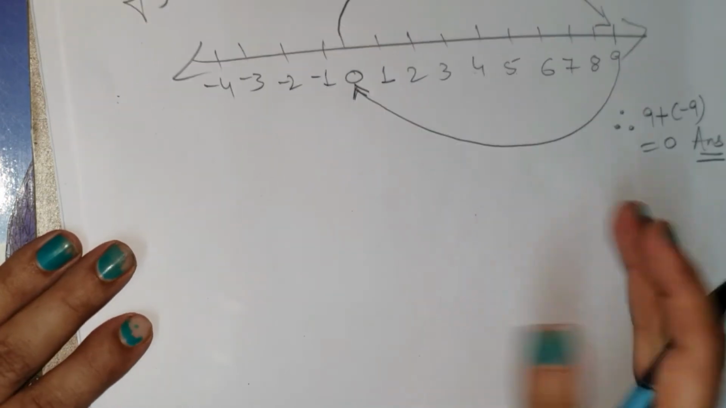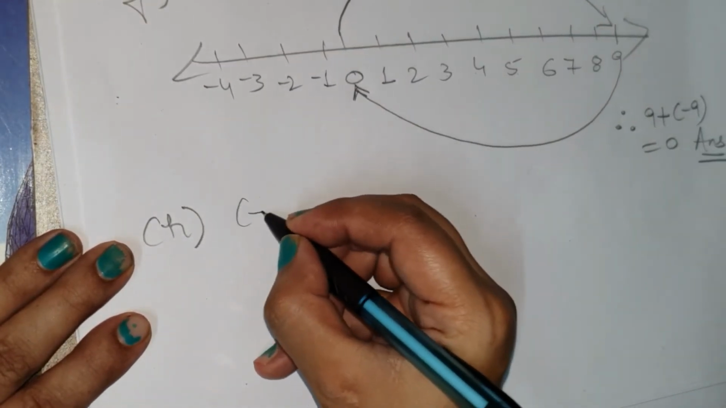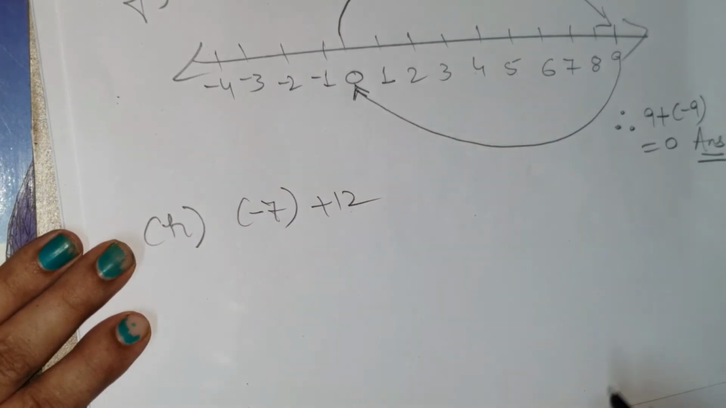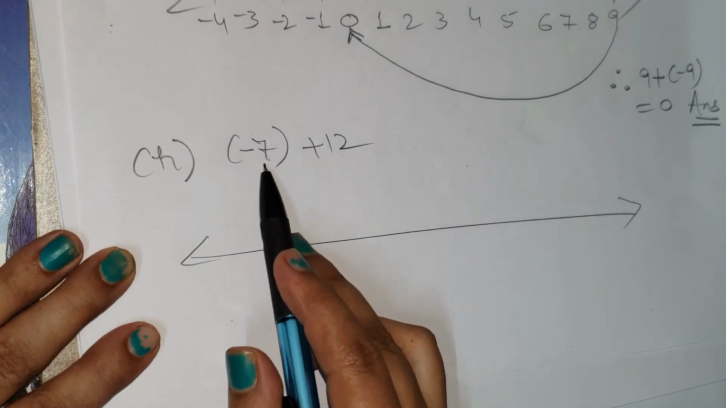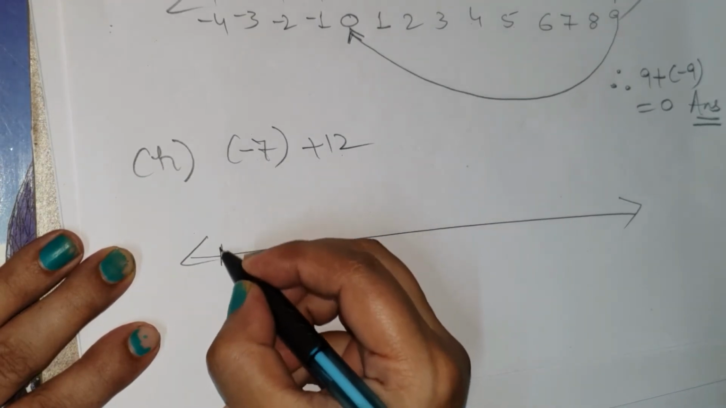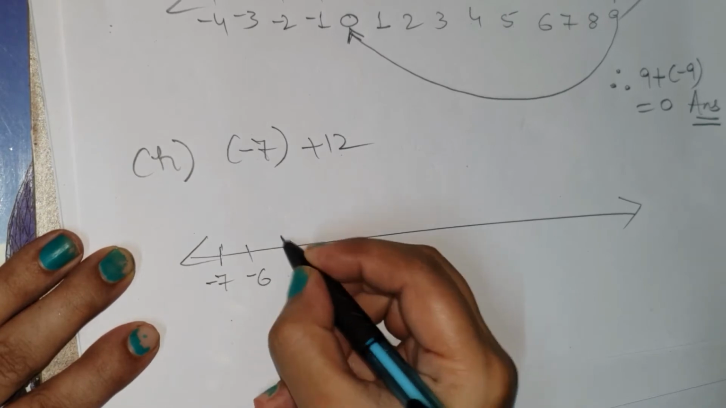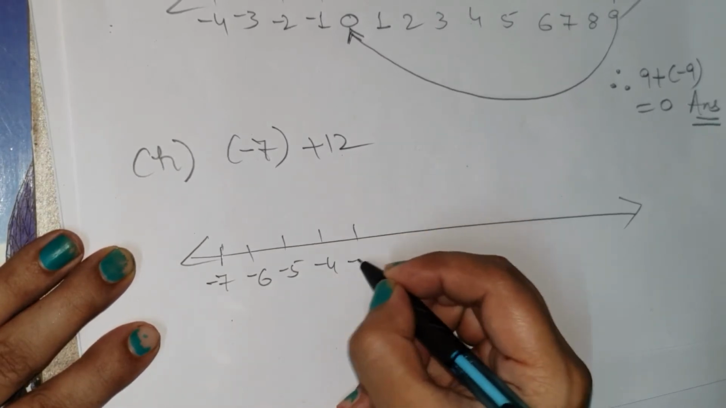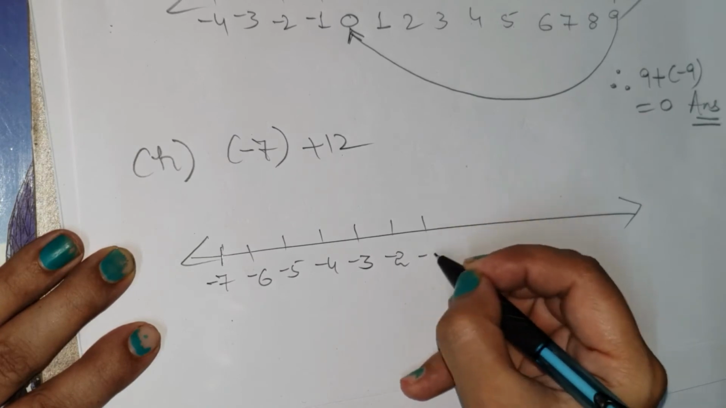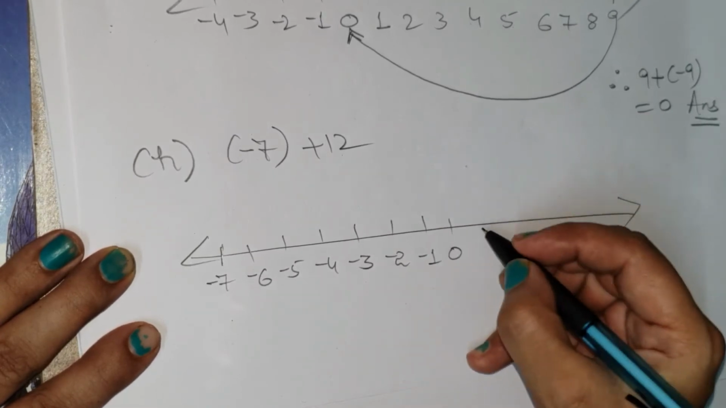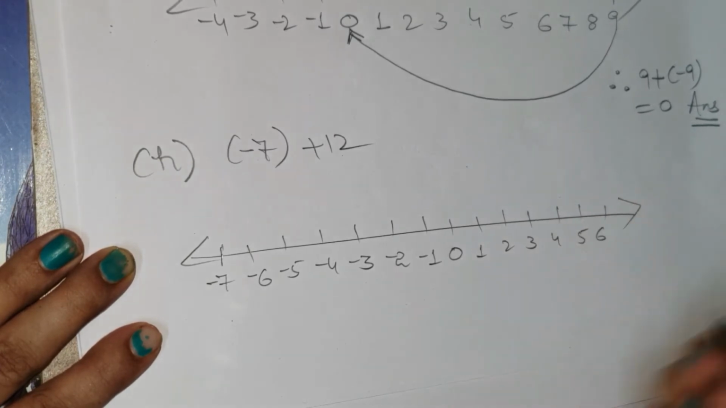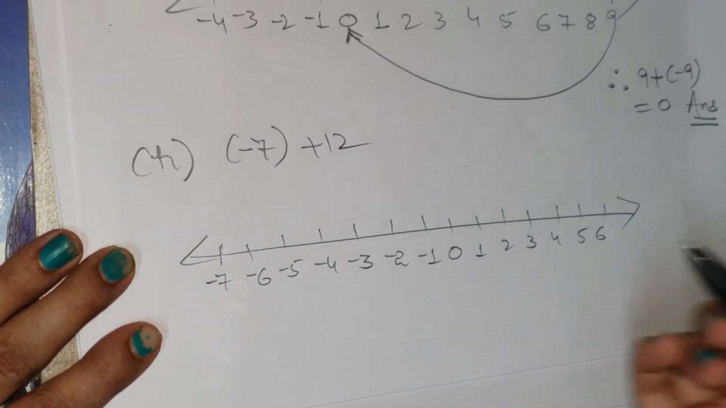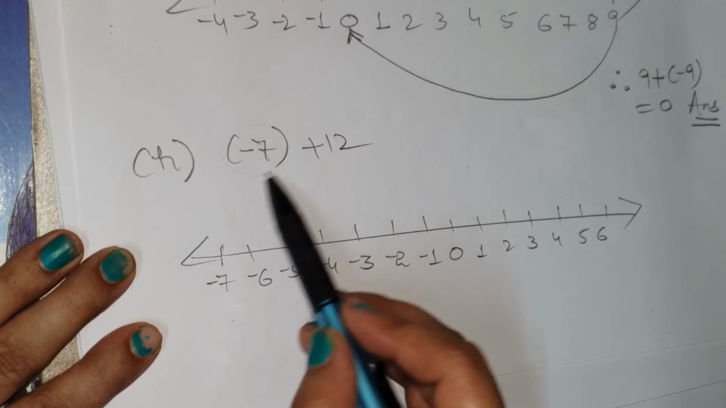Okay. Now let's move on to H part. H part is minus 7 and plus 12. So again draw the number line. Okay, minus 7, the question is beginning from minus 7, so we will start from negative side. Minus 7, minus 6, minus 5, minus 4, minus 3, minus 2, minus 1, 0. Okay, now 1, 2, 3, 4, 5, 6. So this much space I was having in positive side, so I have mentioned the number till 6 in positive side.